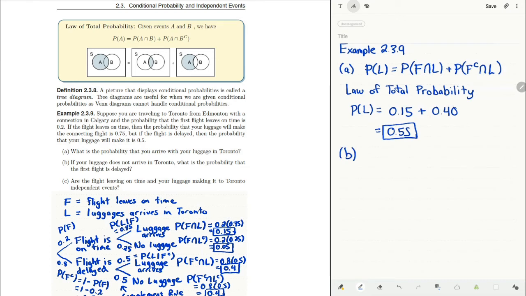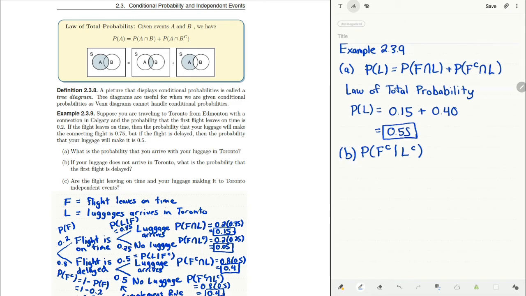Now, if your luggage does not arrive in Toronto, then what is the probability that the first flight is delayed? So here we're looking for a conditional probability. So we're given that the luggage does not arrive, and we're looking for the probability that the first flight is delayed. And so this can be written as the probability that the flight is delayed, which is F complement, given that our luggage does not arrive, which is L complement.